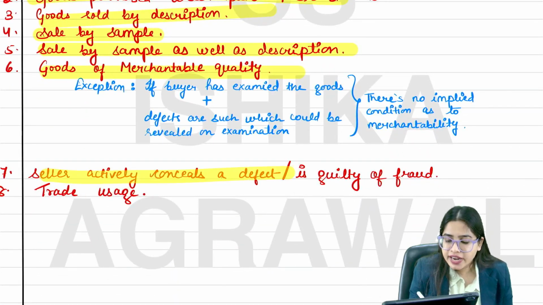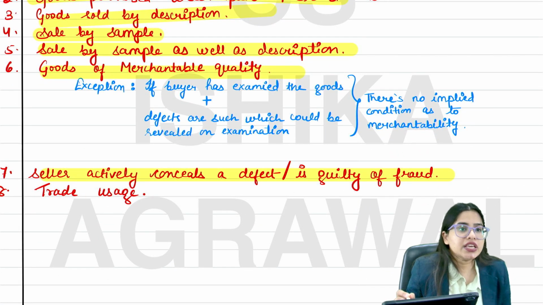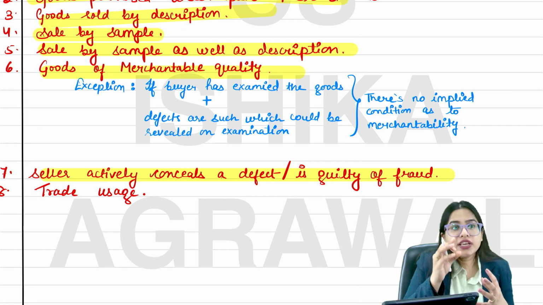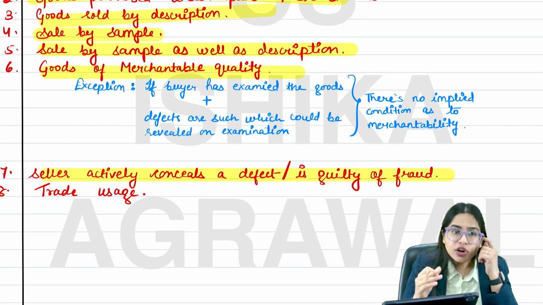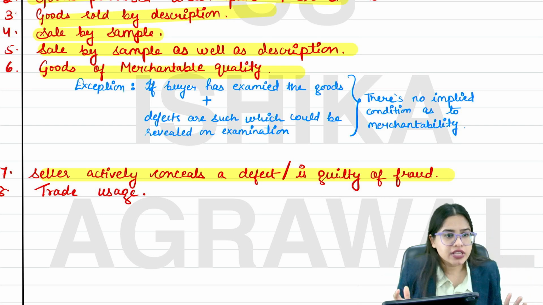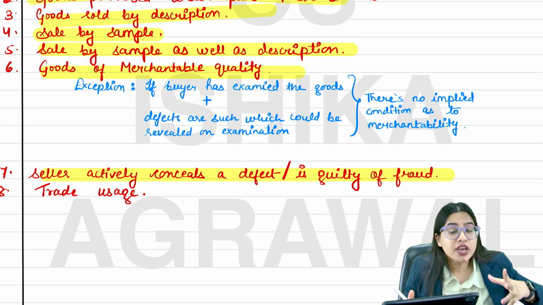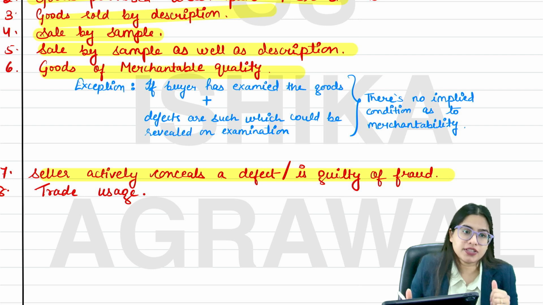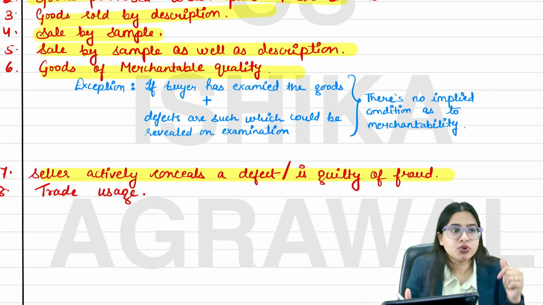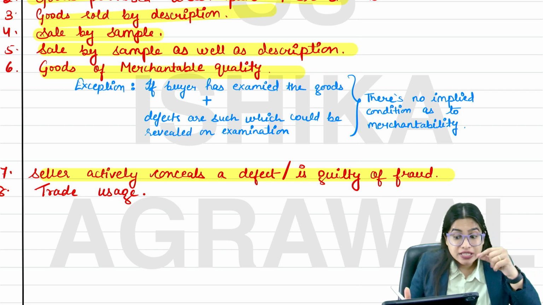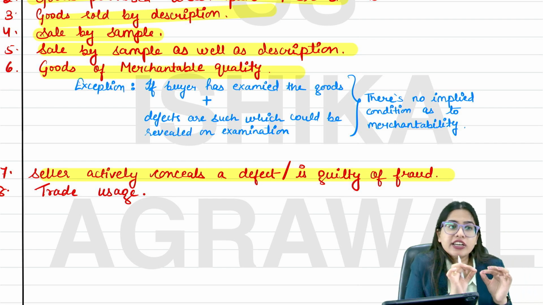Lastly, seller actively conceals. Here one point is given that if the seller actively conceals a defect which is not visible by ordinary examination, then also the seller will be liable. For example, a shoe may be painted in such a way that it is not visible that it is plastic, that it is a paper shoe. In that case, the seller will be responsible because he actively concealed the defect.